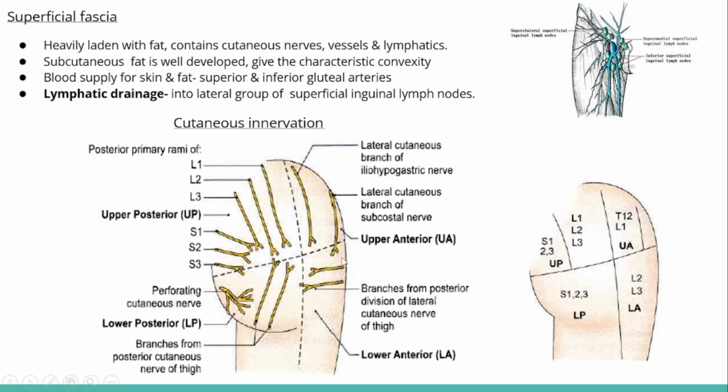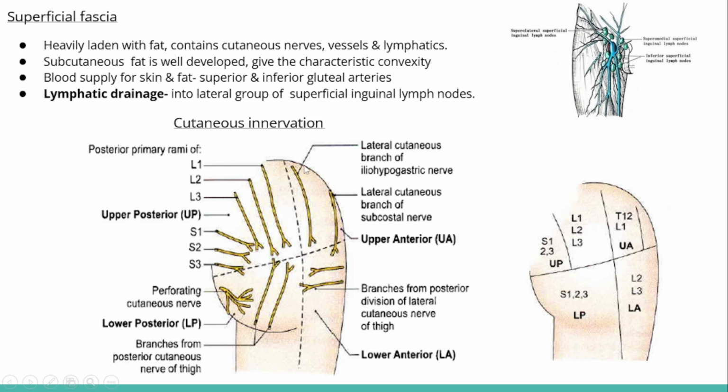Blood supply to this region is by the superior and inferior gluteal arteries, and the lymphatic drainage is into the lateral group of the superficial inguinal lymph nodes. So what is the cutaneous innervation? You can see the nerves supplying the skin come from all directions.